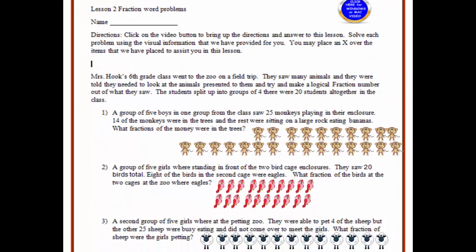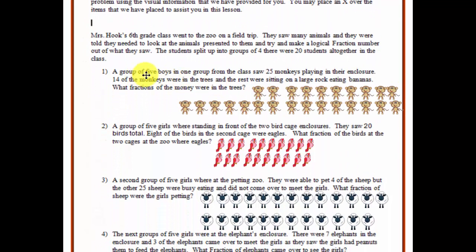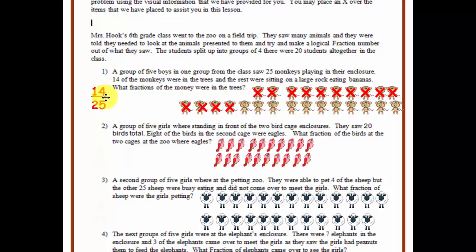Okay, let's look at problem number 1. The group of 5 boys saw 25 monkeys, and 14 of them were in the trees. The rest were sitting on the rock eating bananas. What fraction of the monkeys were in the trees? Well, you should have placed an X through 14 of them, and then your fraction would be 14 over 25. 25 is the denominator, 14 is the numerator.